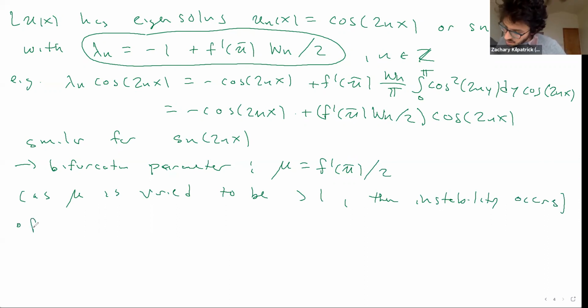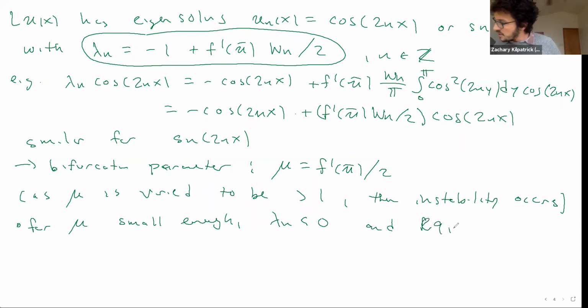So for mu small enough, lambda n is less than 0, and our equilibrium is stable. That means that nothing happens in this neural field. You just have a flat activity. Everything's sort of boring. But maybe that's fine. Maybe you want the activity to be flat until an input comes in. Remember, this is in the input-free case, so it's not processing anything.